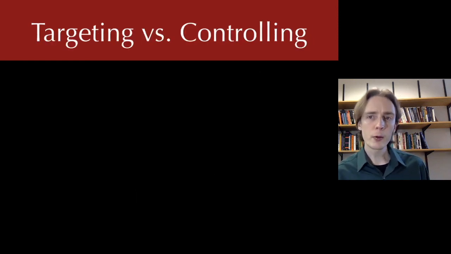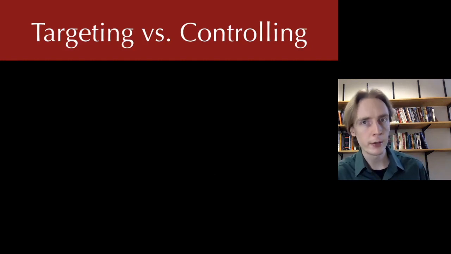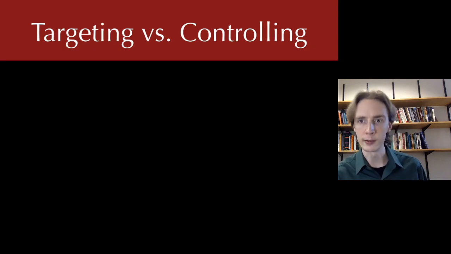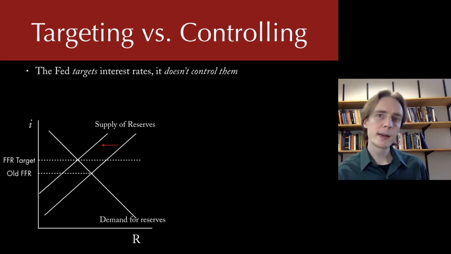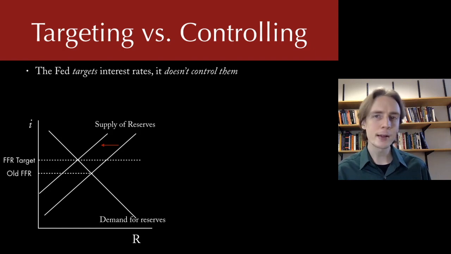Now I also want to emphasize that targeting an interest rate is very different from controlling an interest rate. The Fed doesn't set prices. So this is the diagram we saw on the last slide. When the Fed wants to set a target, it moves the supply curve. The federal funds rate is an equilibrium rate. The Fed just has control over the supply curve.